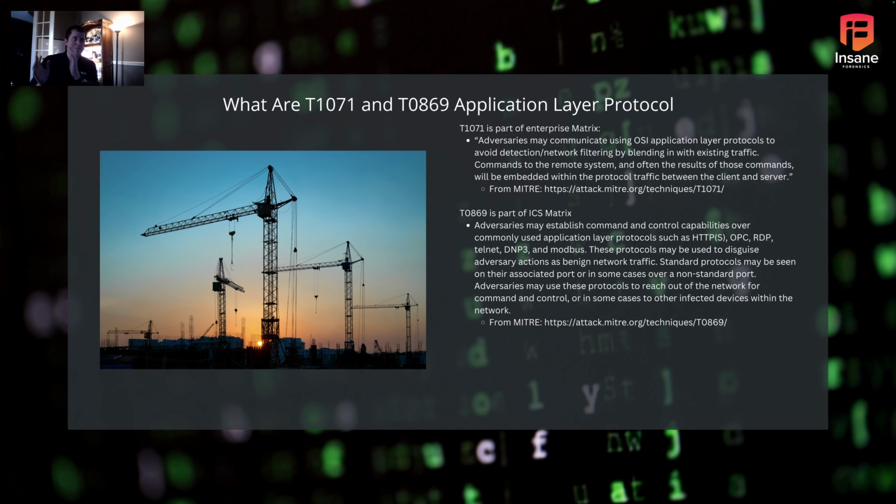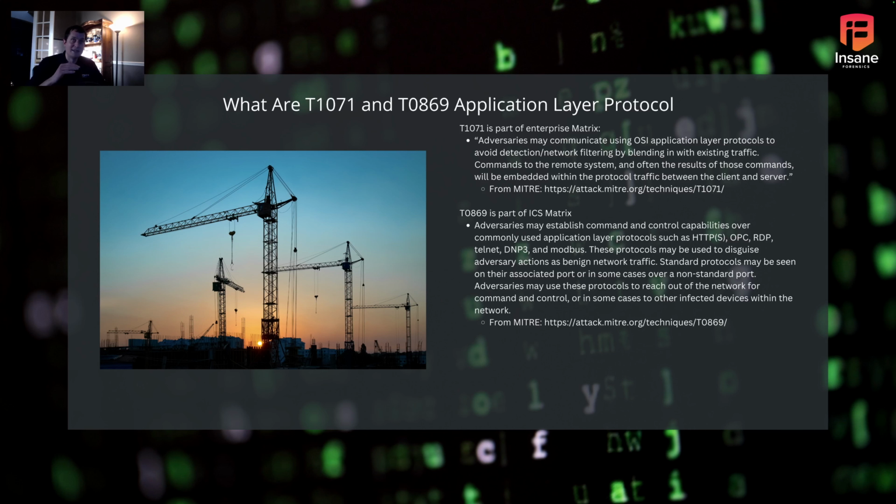Now we're going to jump into the protocol side, the application layer. Both the ATT&CK enterprise and ICS matrices have equivalent techniques that are somewhat the same here. Looking at the enterprise matrix for T1071, adversaries may use an OSI application layer protocol to avoid detection and blend in with existing traffic. Oftentimes these are embedded into the actual protocol traffic itself.